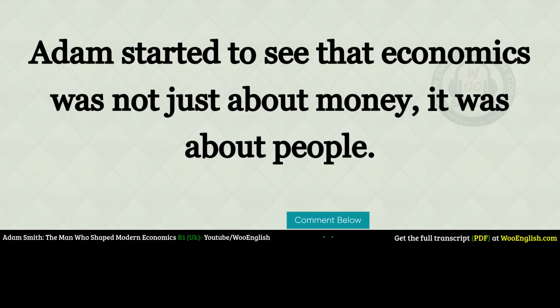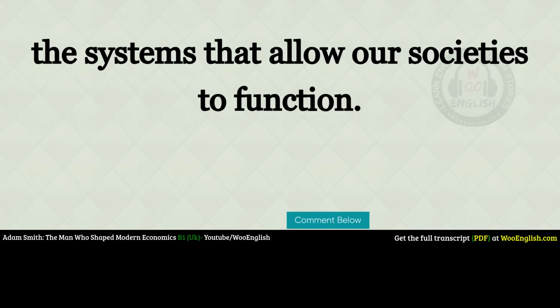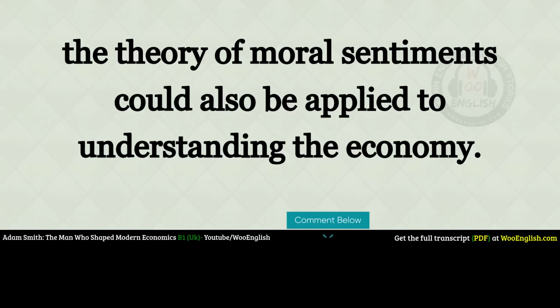He began to think deeply about the nature of wealth, how it was created, and how it was distributed across society. He wondered what made some nations rich while others remained poor, and why some markets thrived while others failed. Adam started to see that economics was not just about money. It was about people. It was about how we interact with each other, how we exchange goods and services, and how we build the systems that allow our societies to function.